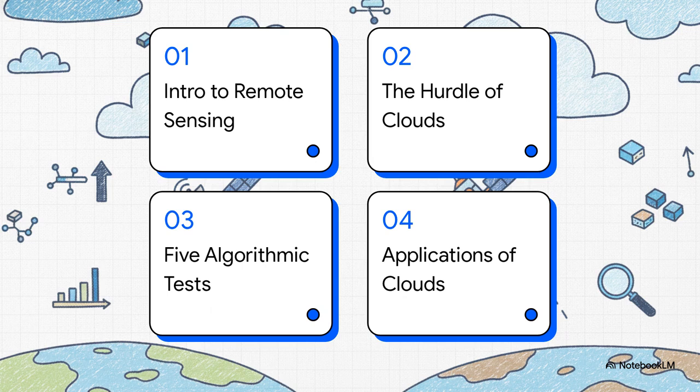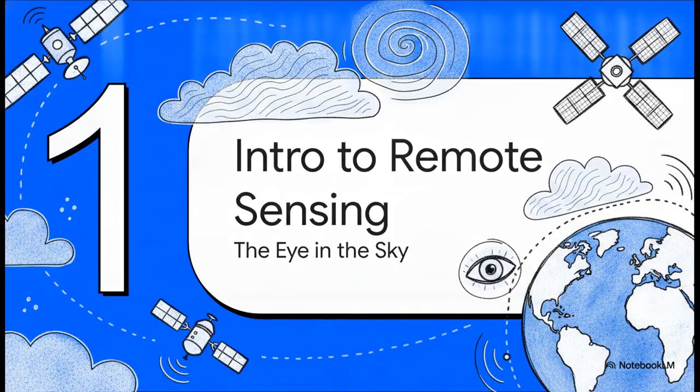Here's our roadmap for today. First up, a quick intro to remote sensing. Then we'll look at the hurdle of clouds. After that, the core of our mystery, the 5 algorithmic tests. And finally, the applications of detected clouds. Let's dive in. Section 1.